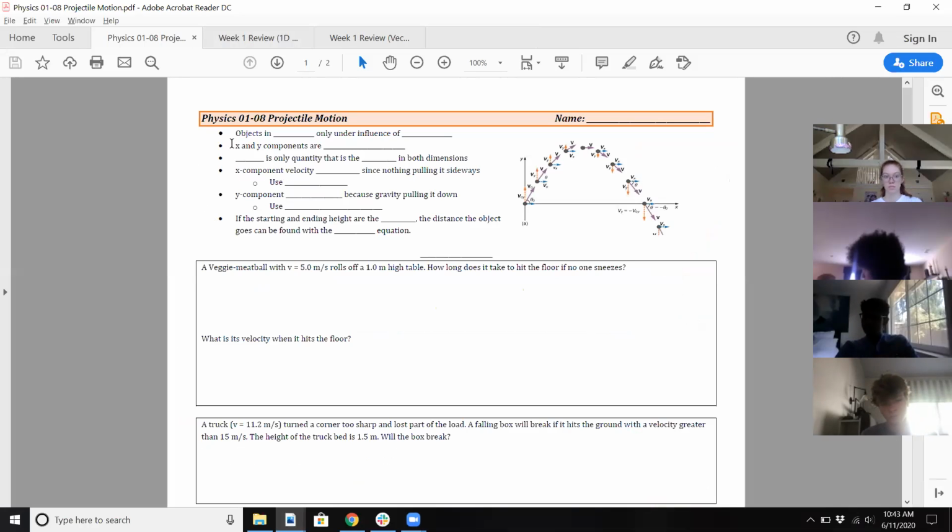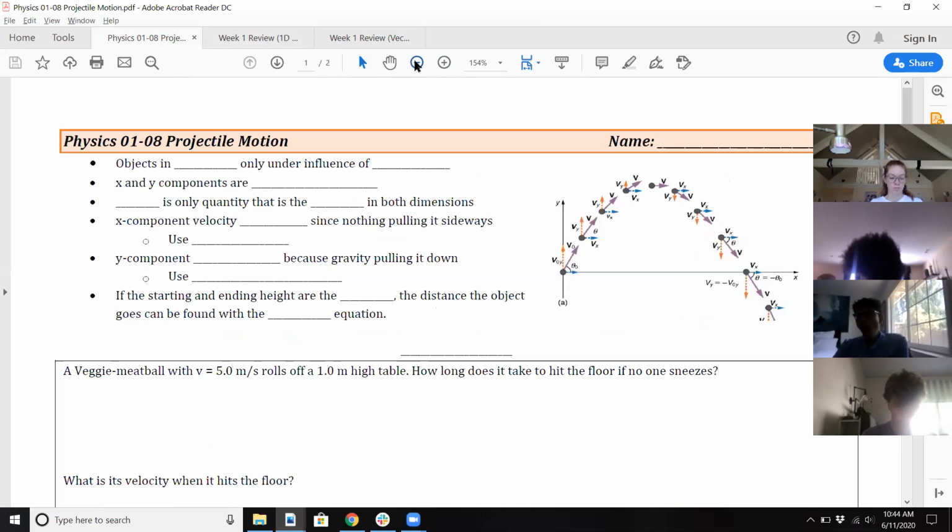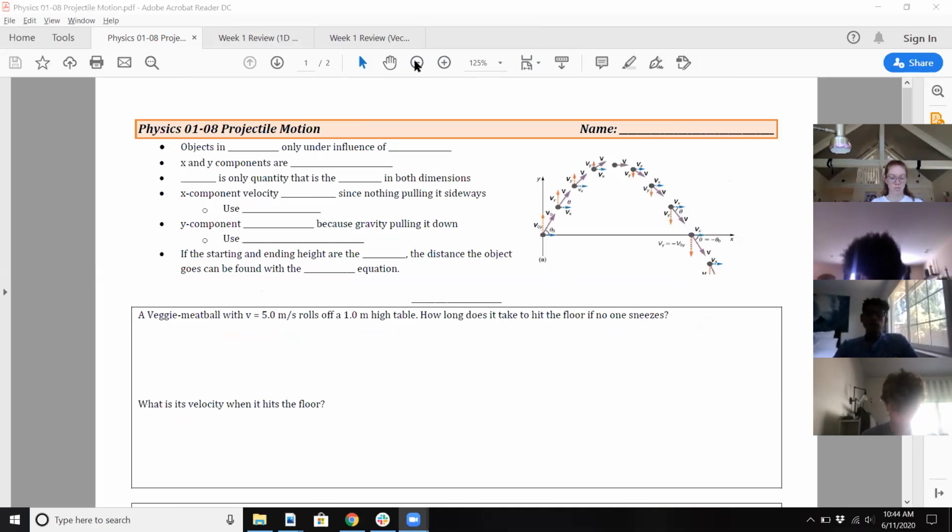So projectile motion. This is when you're launching something in the air at an angle. We like to know what's happening. So first off, objects in flight, only under the influence of gravity. So that's what we're dealing with, a projectile. You're launching something and gravity is going to bring it down.